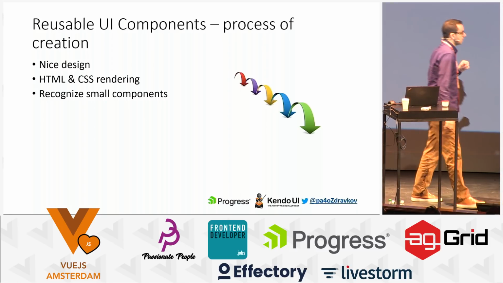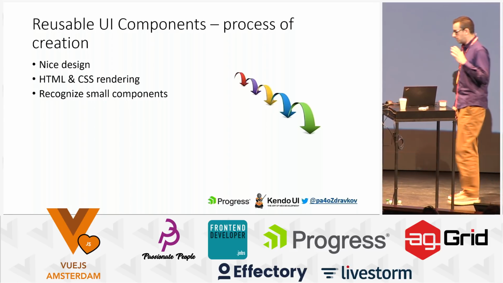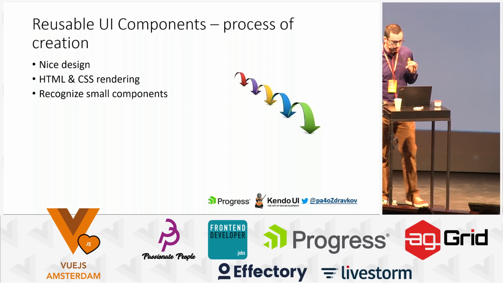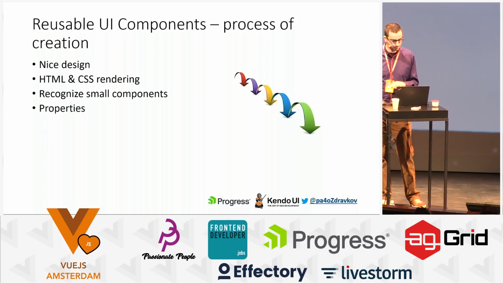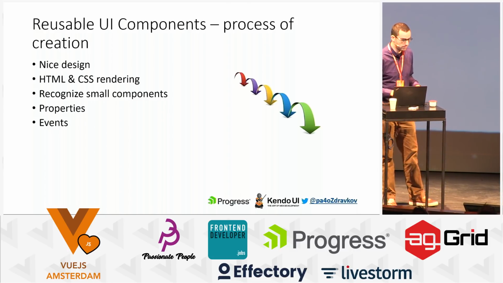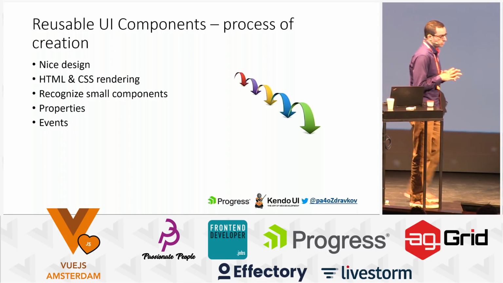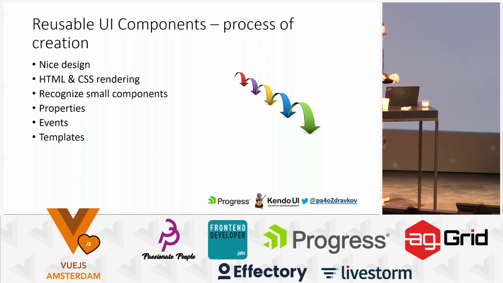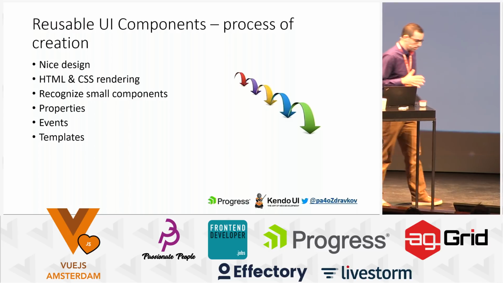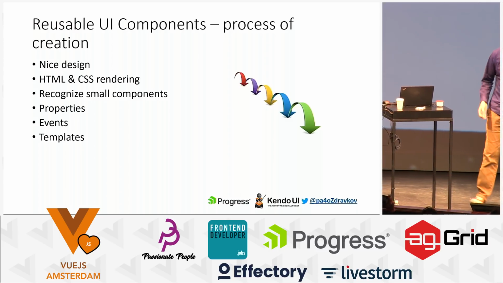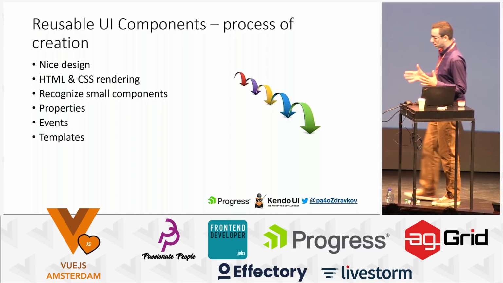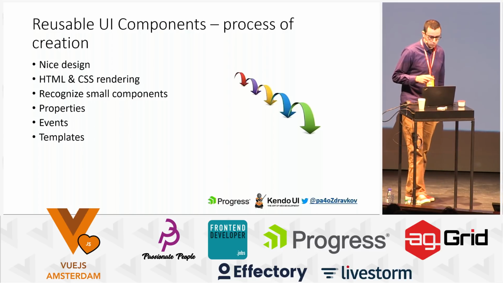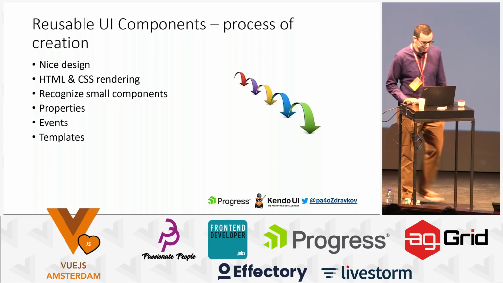The next step that we usually take is to recognize some small components and divide this HTML into small parts so that we can have small and easily testable components. After that, we take properties and events and expose them so that this component can easily communicate with the environment where it is. The next part may be adding a template. We usually do pretty nice HTML, but there are often some cases where you want to put some custom HTML that will be used instead of the default one.